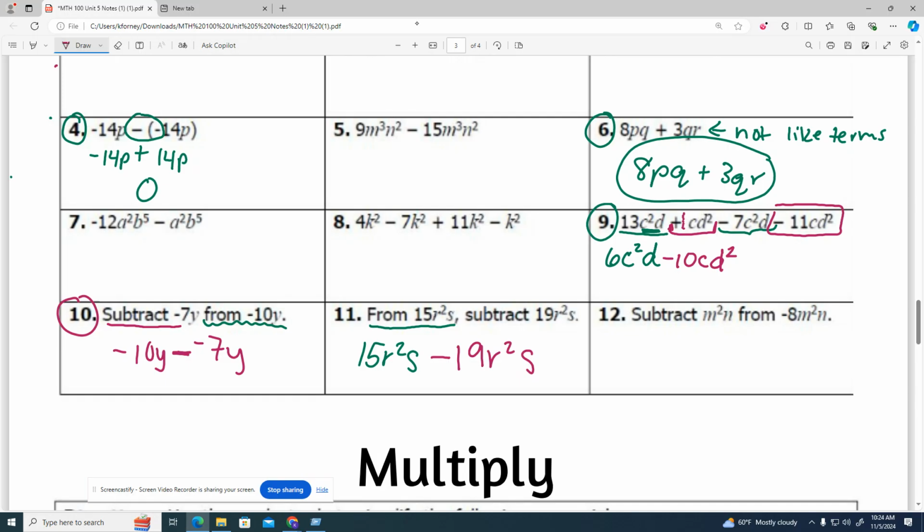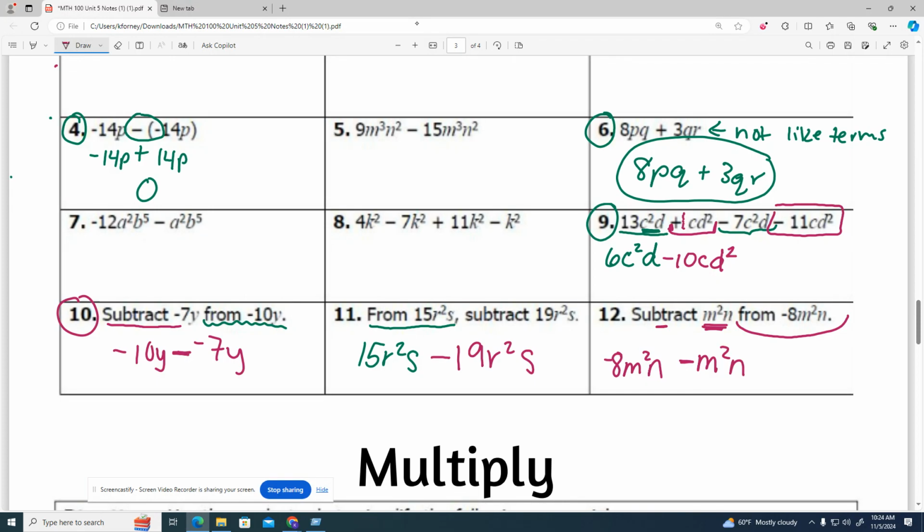Number 12 says subtract m squared n from negative 8m squared n. So I'm subtracting m squared n from something that's already there. In this case, it's negative 8m squared n. And we can simplify these. I really was just setting them up, but we could go now and combine.